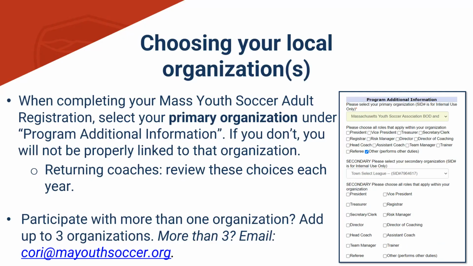As part of this registration process, you'll choose your local organization to affiliate with. When completing your annual adult registration, select your primary organization under the Program Additional Information area. If you participate with more than one organization, you can add up to 3, and if you participate with more than 3, please email us. If you don't select the programs that you participate with, you will not be properly linked to that organization, which means that their organization's risk manager will not be able to find you and print out your adult credential.